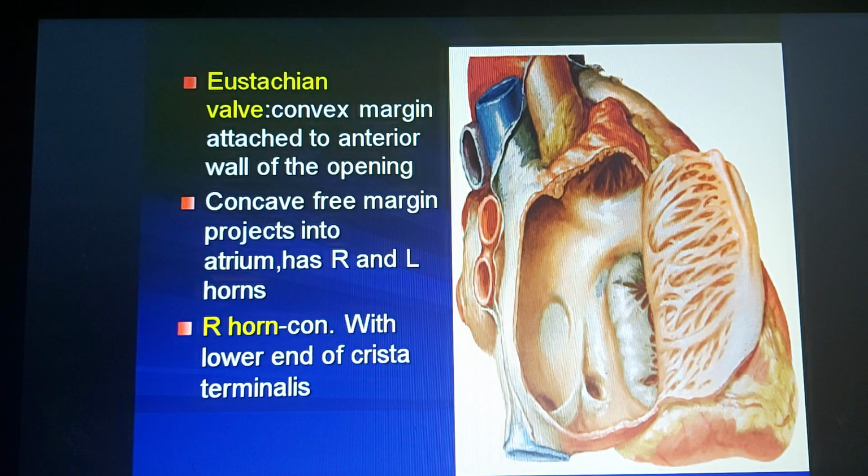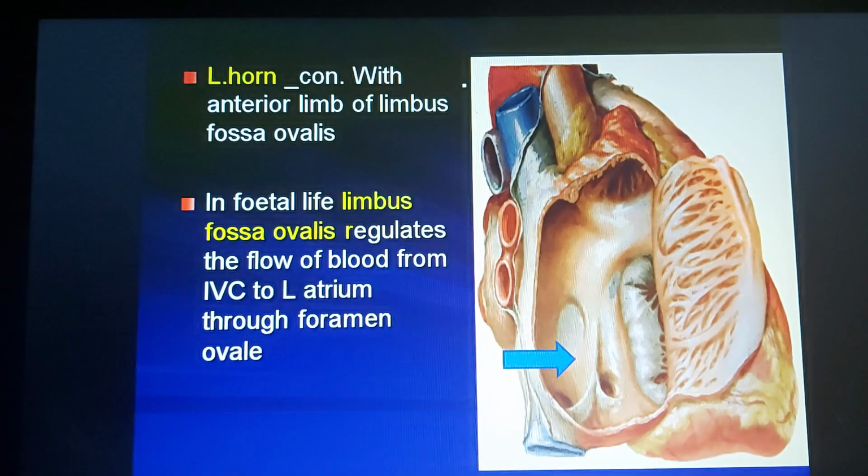The right horn continues with the lower end of the crista terminalis. So this is the right horn, this one is the left horn. The right horn is continuous with the crista terminalis. Coming to the left horn, it is continuous with the anterior limb of the limbus fossa ovalis.